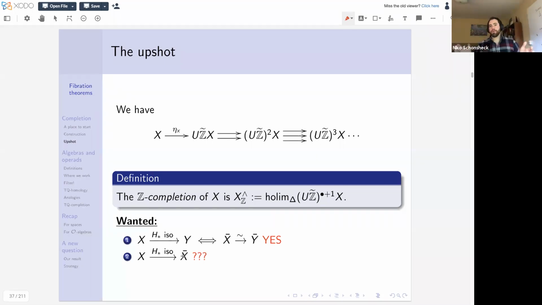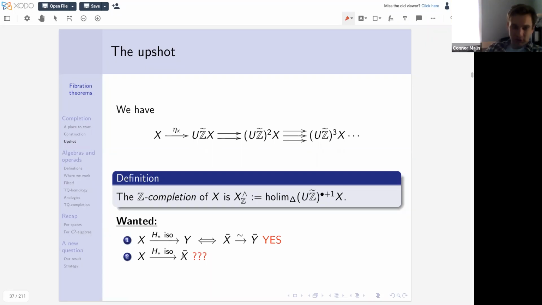So that's the classical story. That's spaces and ordinary homology and completion with respect to ordinary homology. So what I want to do now is give a brief intro to the setting where I work, which is in algebras over an operad in symmetric spectra. If you haven't heard of any of those words, that's, again, totally fine. We're going to give a brief introduction here. But the cool thing is that once we've arrived there, there's a lot of really nice analogies between the classical story and this new setting.